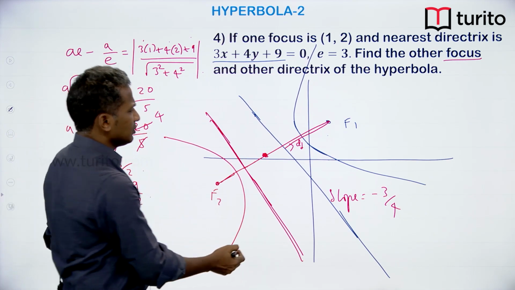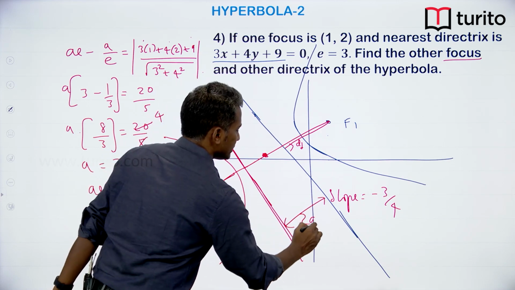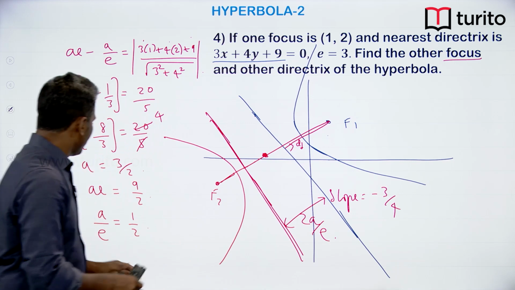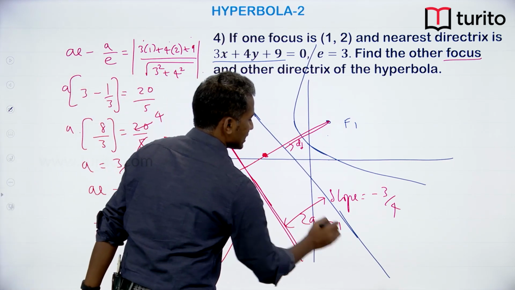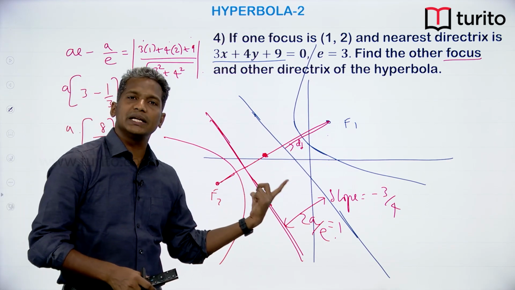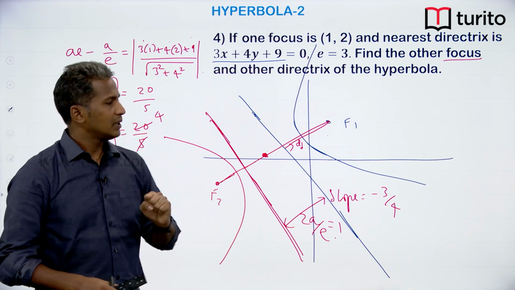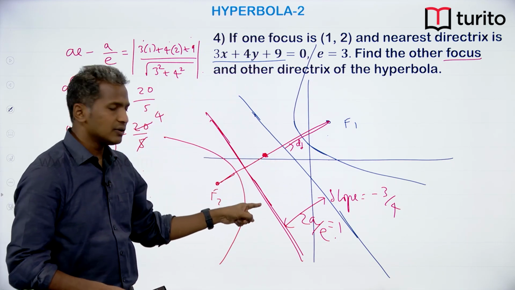Here we know that the distance between both directrices is always 2a by e. We got a by e to be 1 by 2. So, 2 into a by e is basically 1. That means the distance between these two parallel lines must be equal to 1. Now, we already know the equation of this blue line, we need the equation of the red line.